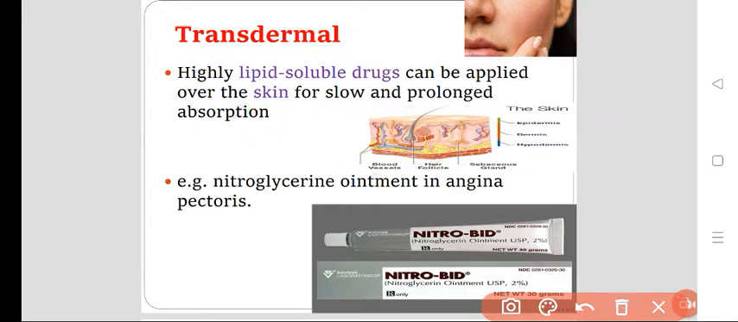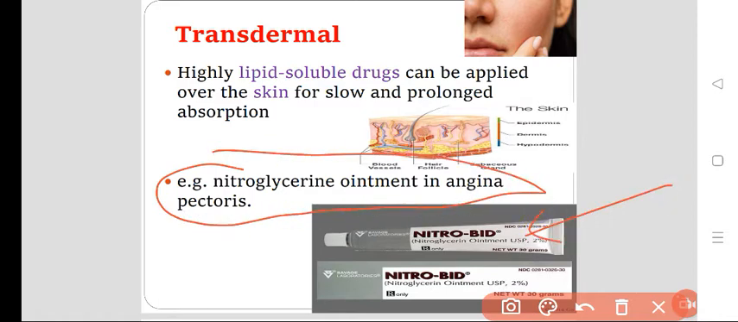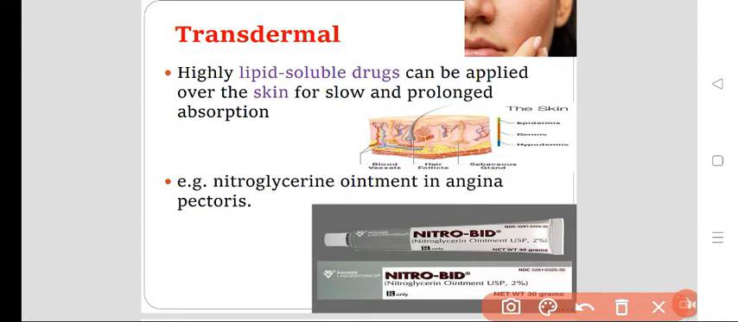Likewise, as you can see, there is a nitroglycerin ointment. Now where do we use this nitroglycerin ointment or nitroglycerin patch? In the prophylaxis of angina pectoris, not for the therapeutic purpose but for the prophylactic purpose, to prevent further attacks of angina. We use the nitroglycerin ointment, right? It is one of the transdermal routes. That means the drug is absorbed transdermally through the skin.